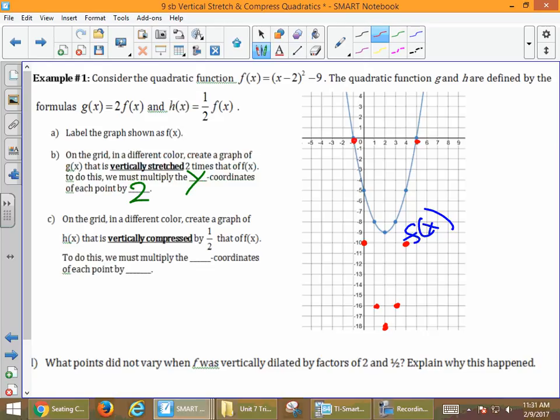So now that we have our rough 5 points on our graph, we can estimate or approximately sketch our graph. So we can connect the dots. We should get, oh, I missed one. We should get something that looks like that. Yours is probably working a little bit better than mine. But this is our g of x, our 2 times the f of x. And this was the vertically stretched by a factor of 2 from our original function.